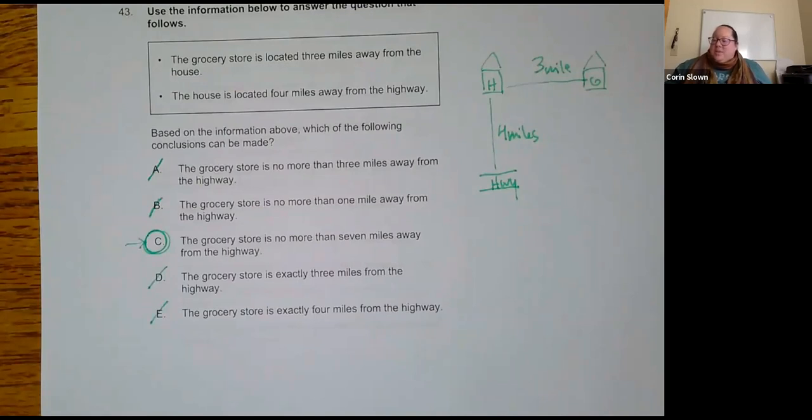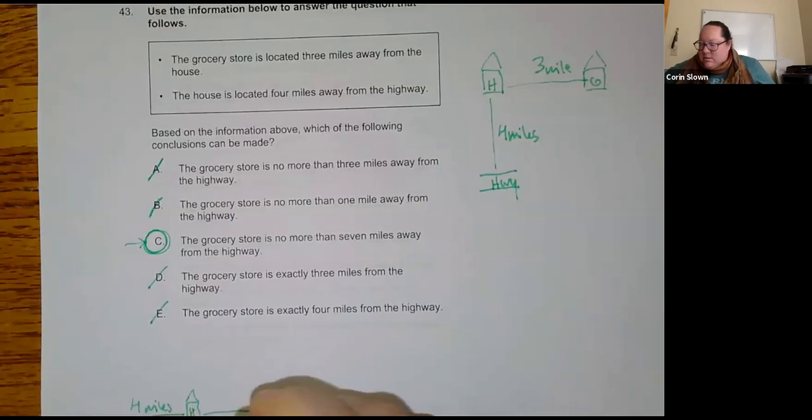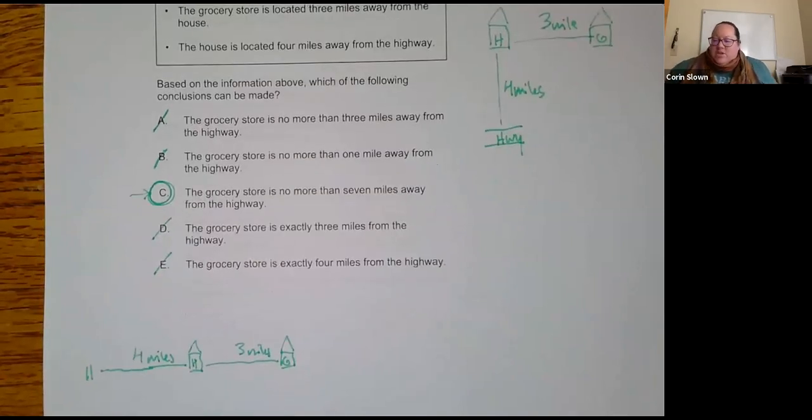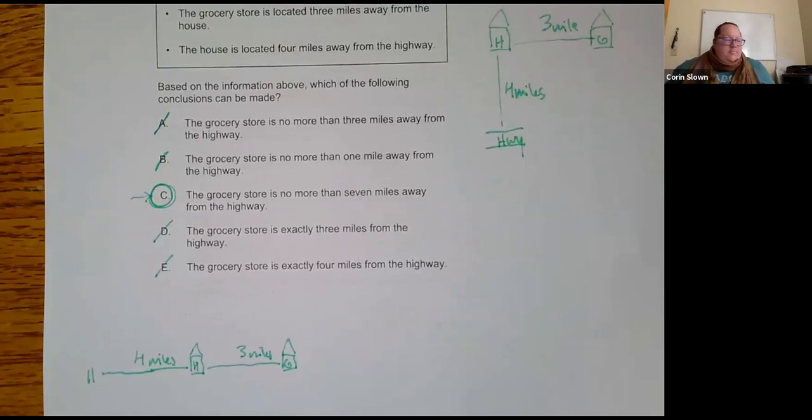And again, this is really more about drawing scenarios. So if it was helpful for you, you could draw out several different scenarios to make sense of it. So for example, here's the house. Here's the highway, this is 4 miles. Here's 3 miles to the grocery store. So this is the scenario where it's no more than 7 miles away, because this is the furthest that the highway could be away from the grocery store. So you can always draw pictures if that helps to make sense of solving the problem.